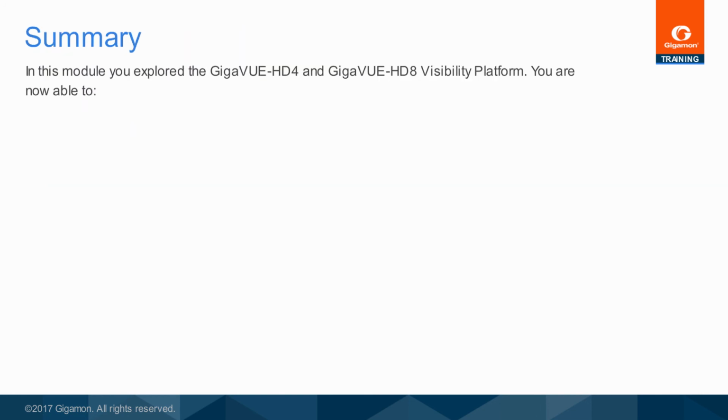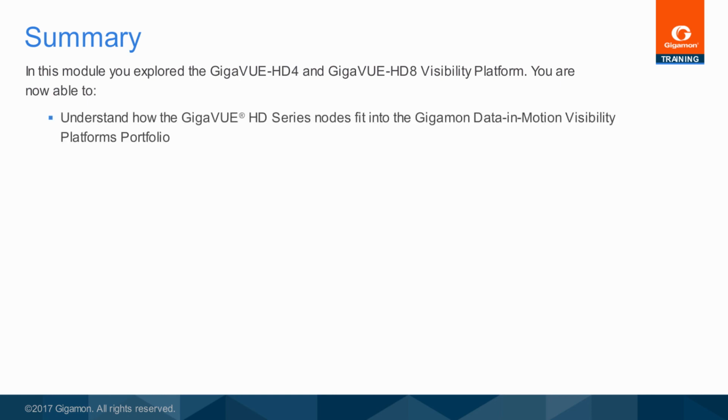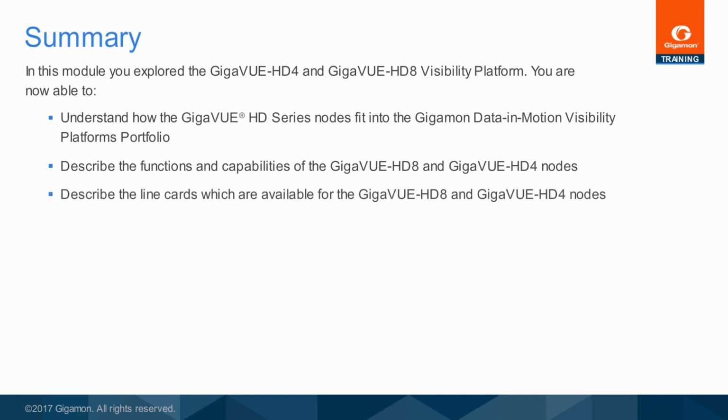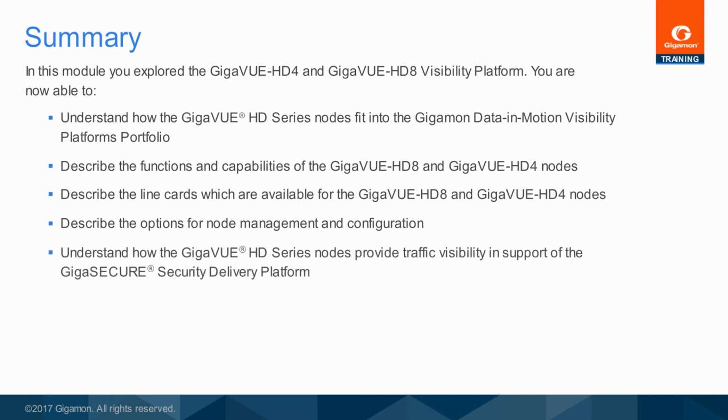In this module, you explored the GigaVUE HD4 and GigaVUE HD8 visibility platform nodes. You are now able to understand how the GigaVUE HD Series nodes fit into the Gigamon Data in Motion Visibility Platform's portfolio. Describe the functions and capabilities of the GigaVUE HD8 and GigaVUE HD4 nodes. Describe the line cards which are available for the GigaVUE HD8 and GigaVUE HD4 nodes. Describe the options for node management and configuration. Understand how the GigaVUE HD Series nodes provide traffic visibility in support of the GigaSECURE Security Delivery Platform.